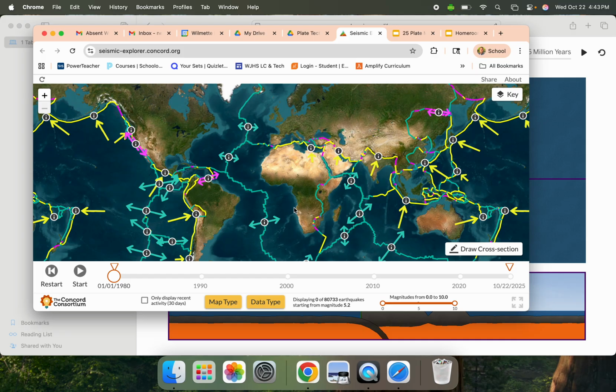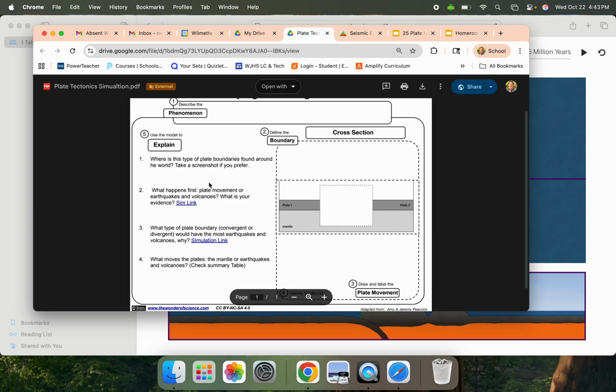For divergent, you can either say continents or locations around the world, or a lot of people today were saying, was it happening on land? Was it happening in coastal areas? Or was it happening in the middle of the ocean? That's question 1. Question 2 is, what happens first, plate movement or earthquakes?